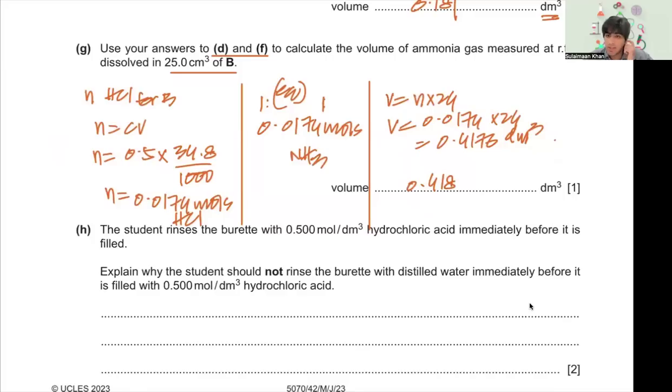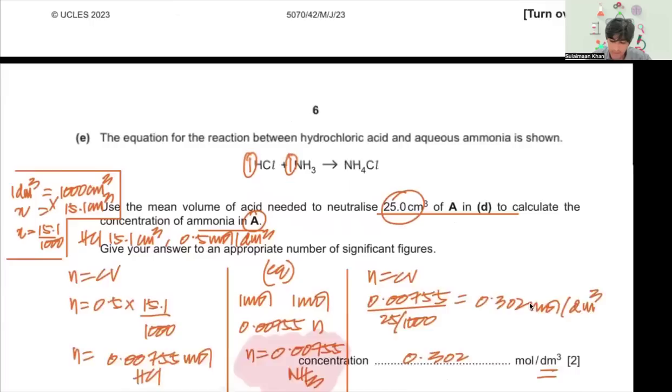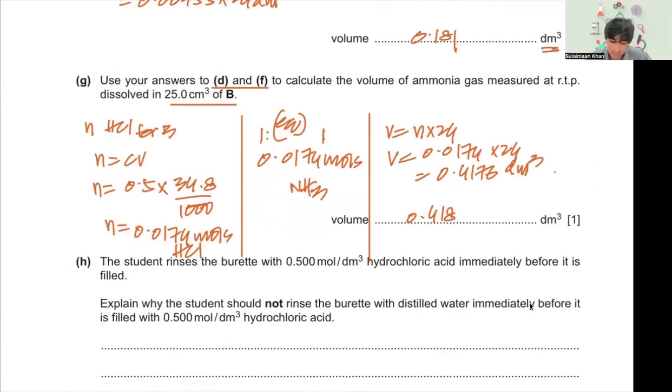No, it's not okay. If this is 0.416, it'll be wrong. That's why I said to take it as it is, or don't round it off.